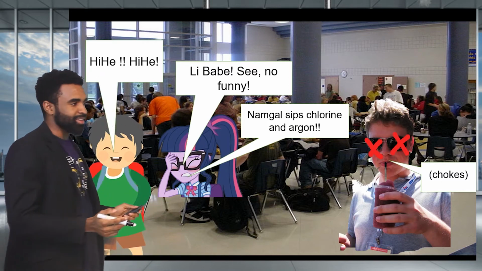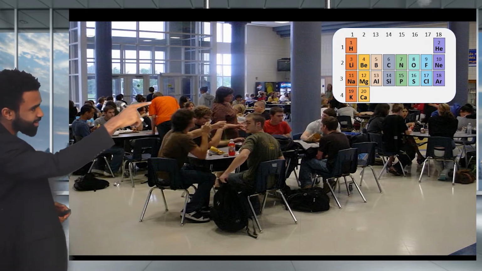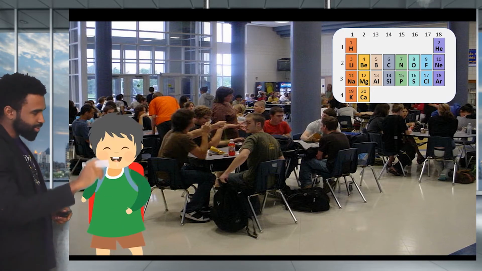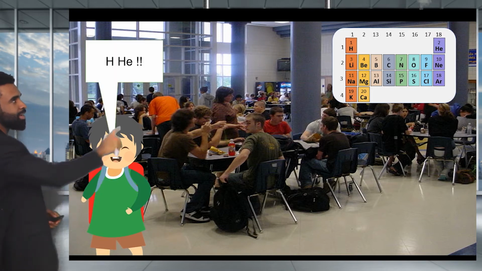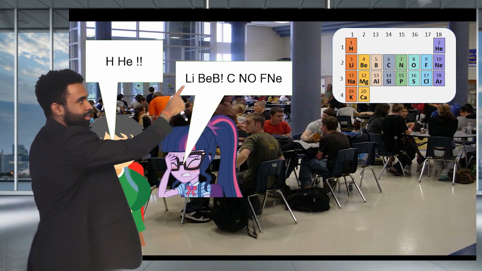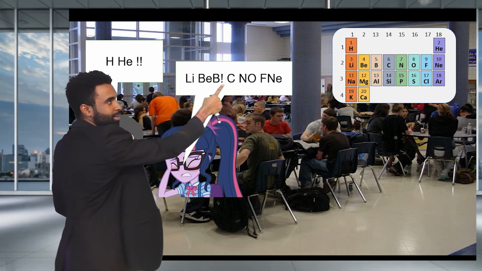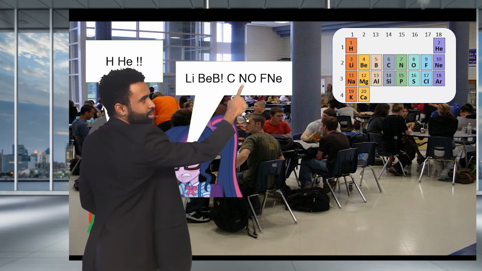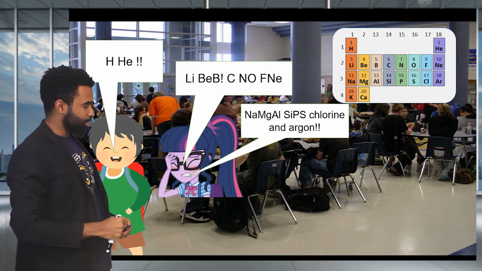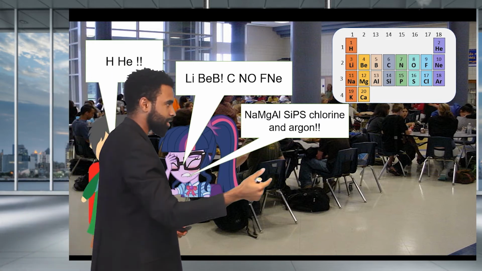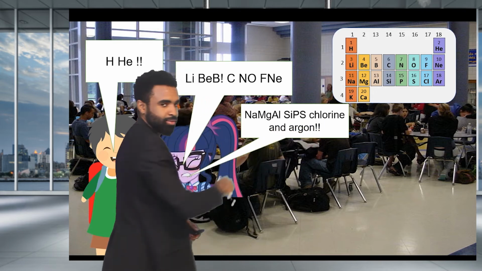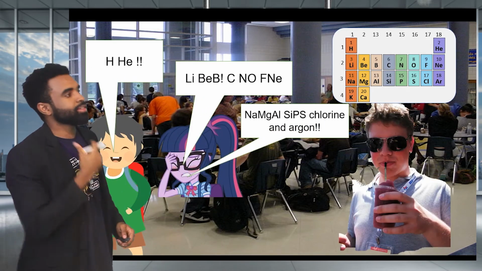How does this help us? What is this ridiculousness? These are basically the first 20 elements of the periodic table. Let's go through it again, but we changed the words a tiny bit. So we have Lee, and Lee's laughing. Hydrogen, helium. Then his girlfriend says, Lee, babe, lithium, beryllium, boron. C, carbon, no funny. Nitrogen, oxygen, fluorine, neon. We're done with period 2. We move on to period 3. Namgal sips chlorine plus argon. Sodium, magnesium, aluminum, silicon, phosphorus, sulfur, chlorine, and, of course, argon. And then that guy there is choking.